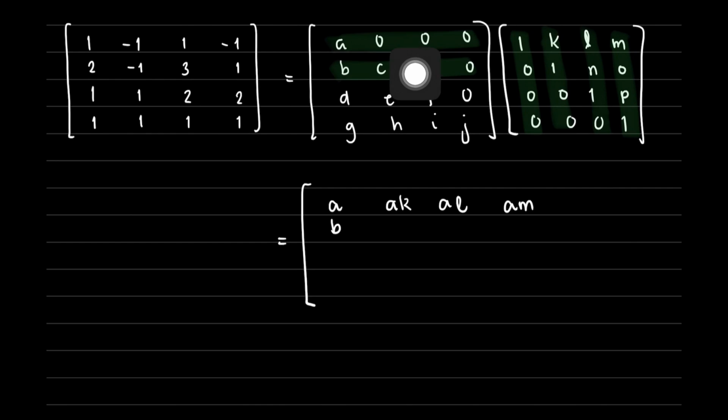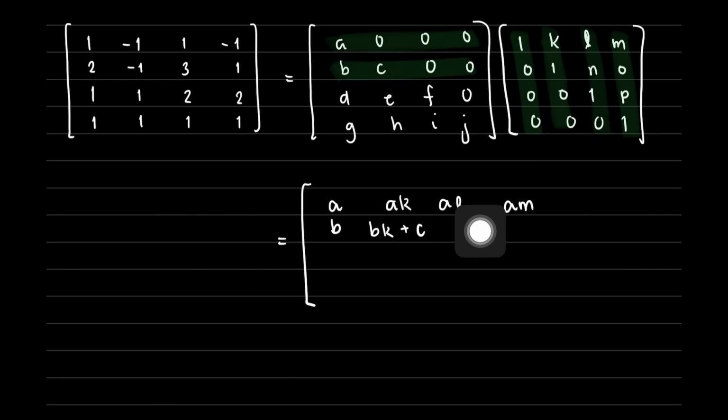So b times 1, that's b, c times 0, 0 times 0, and 0 times 0. So that's basically equal to b. And for the element here, we're going to multiply the second row by the second column. So that would be b times k plus c, b times k plus c plus 0 plus 0.